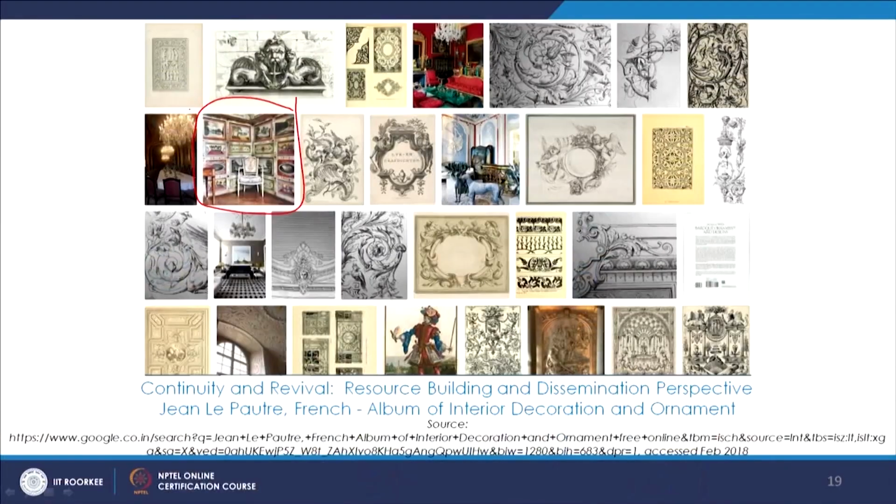Further, if we see here again this interior space, we see some lighting details. We also see again here some interior space. We see some wall surface and plaster details. So many details over here we see.